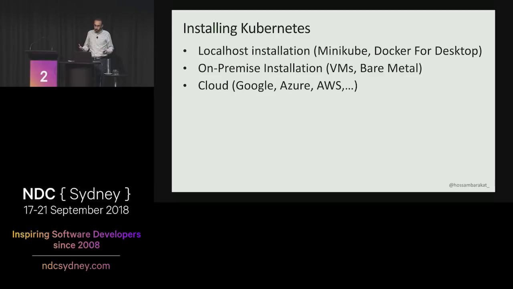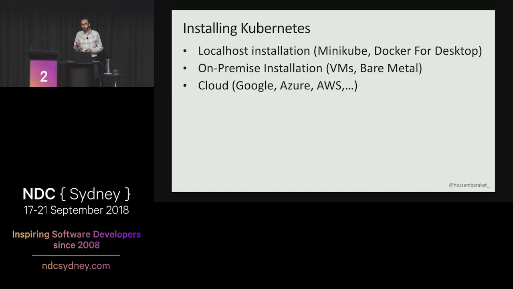Now that you know Kubernetes, you might be interested in trying this on your machine or on any other environment. There are multiple ways to start working with Kubernetes. The first one is running it on localhost, and you could use Minikube or Docker for Desktop. So if you already have Docker installed, there is one checkbox. Once you tick it, you will have a Kubernetes cluster running on your machine.